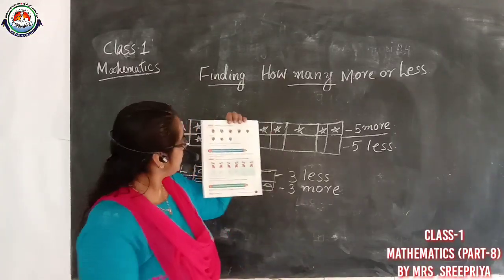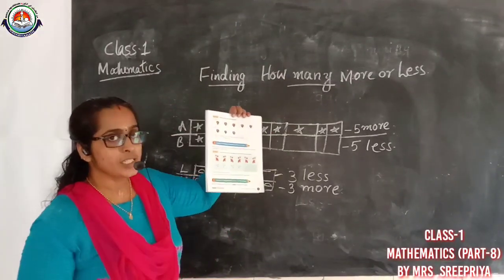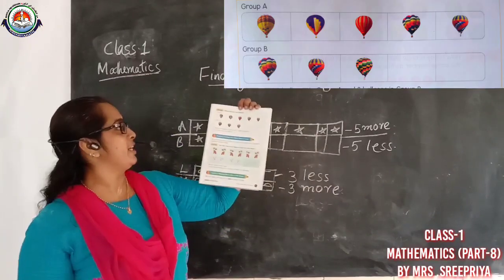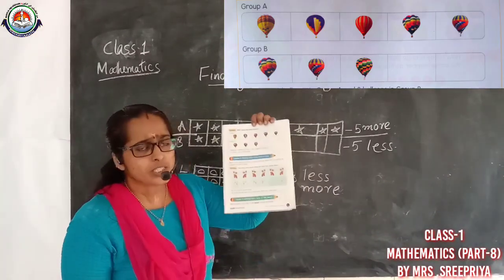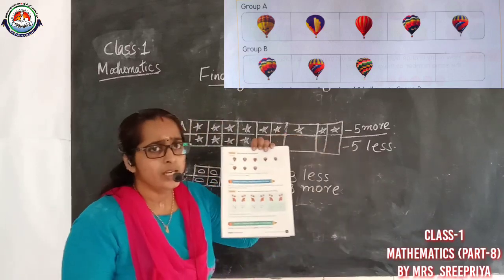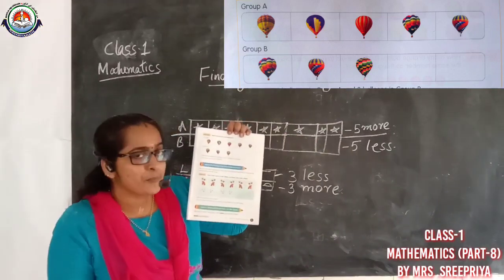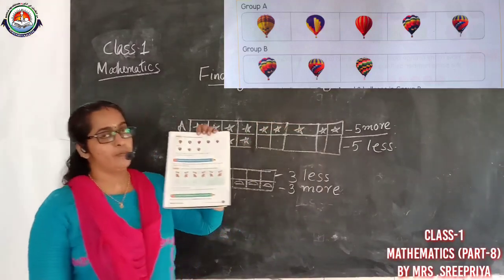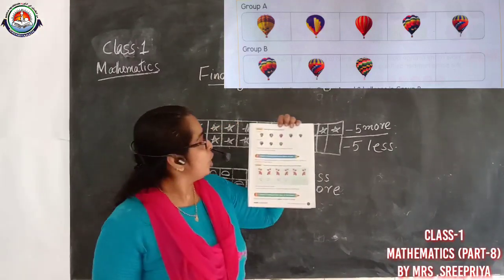You see, what is this? You don't know what this is? It is balloons. Very good. It is balloons. What happened? Why are you not saying the answer? Yes, say the answer. What is this? Yes, it is balloons. Very good. Balloons. Okay. So, group A.